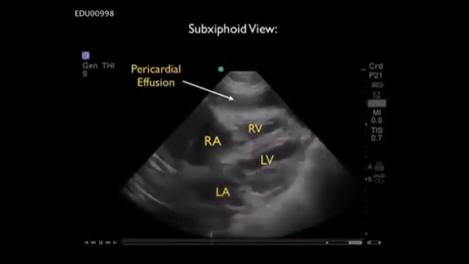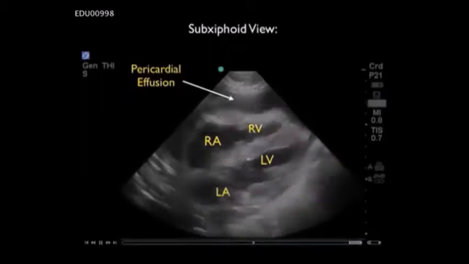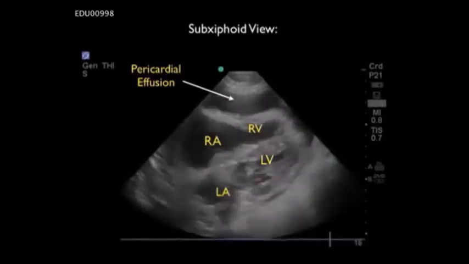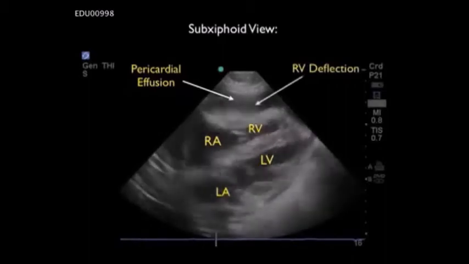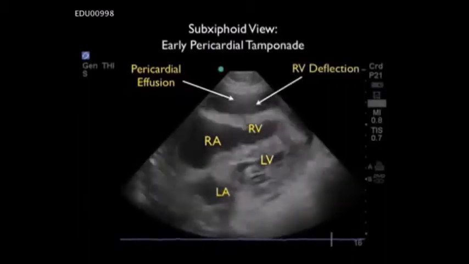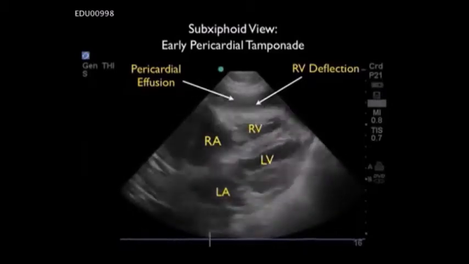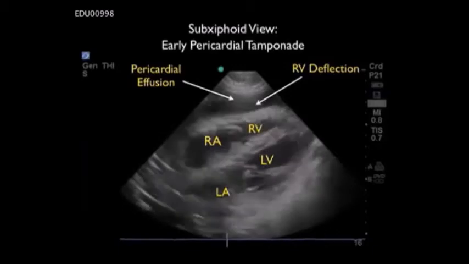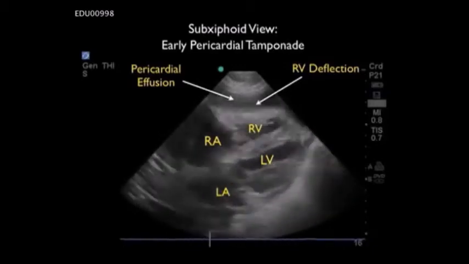Looking closer at the right ventricle, we see a deflection of the RV during diastole. Now, while not completely compressed in, this early diastolic deflection is concerning for early tamponade physiology, and indeed, this patient went on to full tamponade physiology with time, requiring a pericardiocentesis. So again, it's going to be a spectrum of findings of the RV, from early diastolic deflection on to full compression.